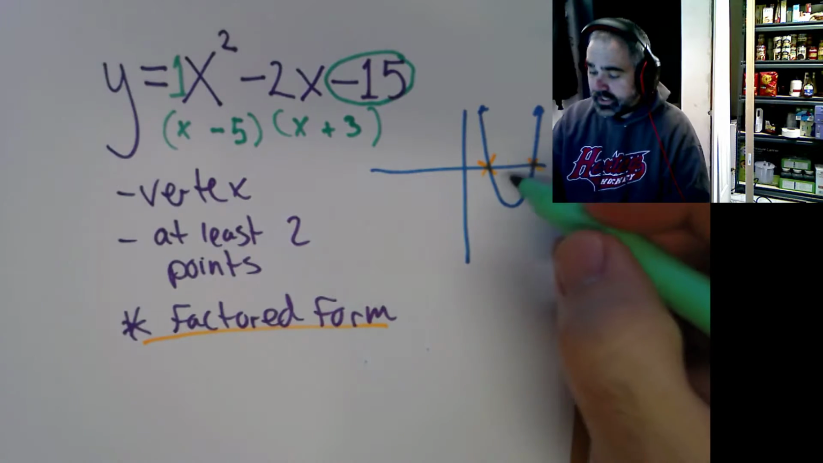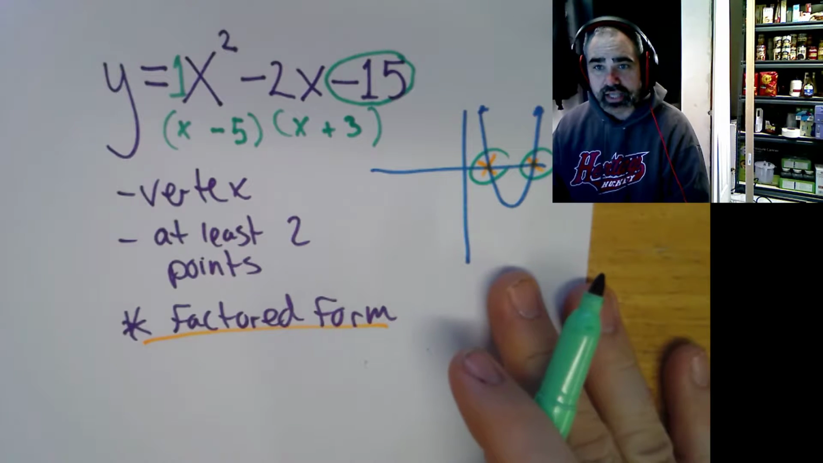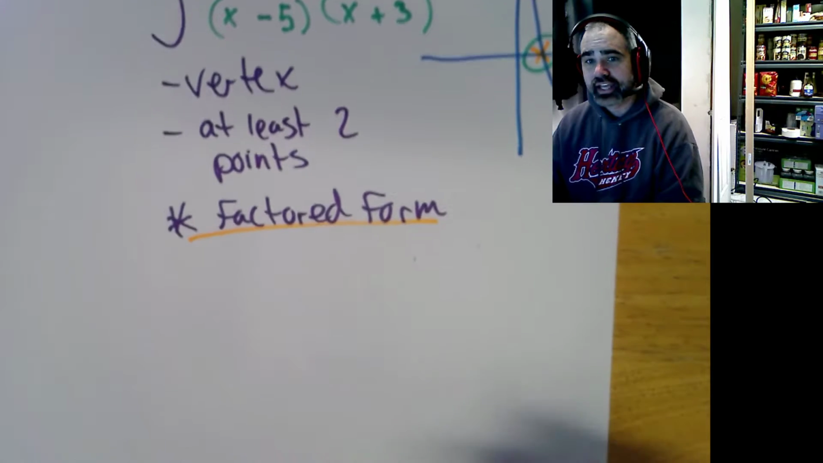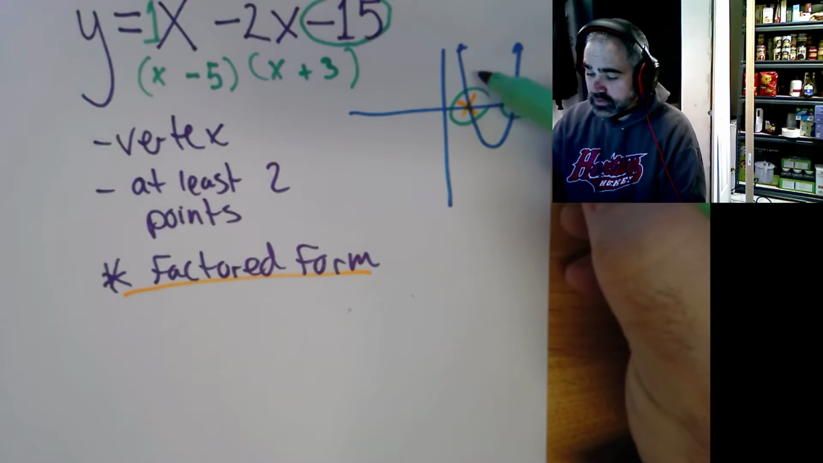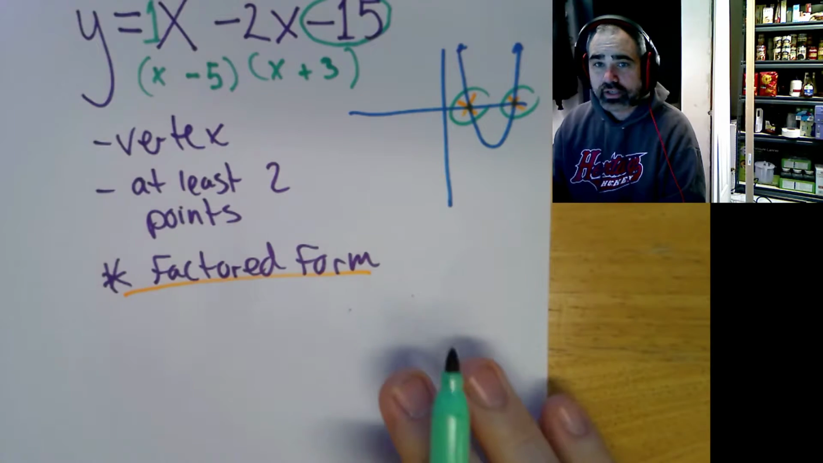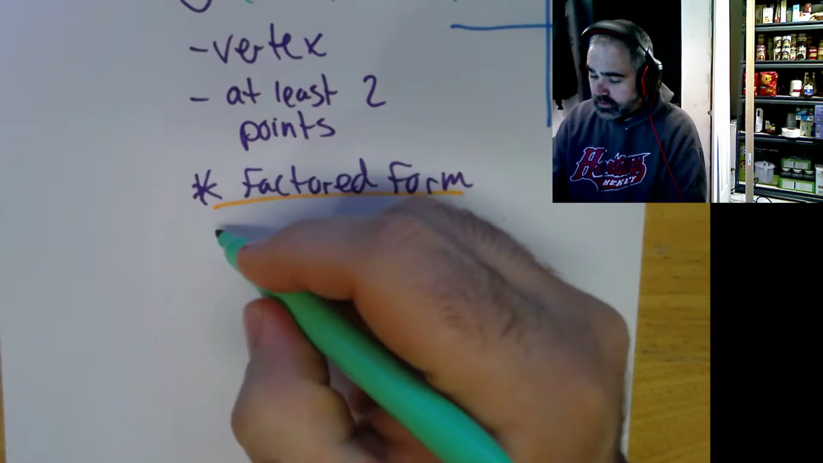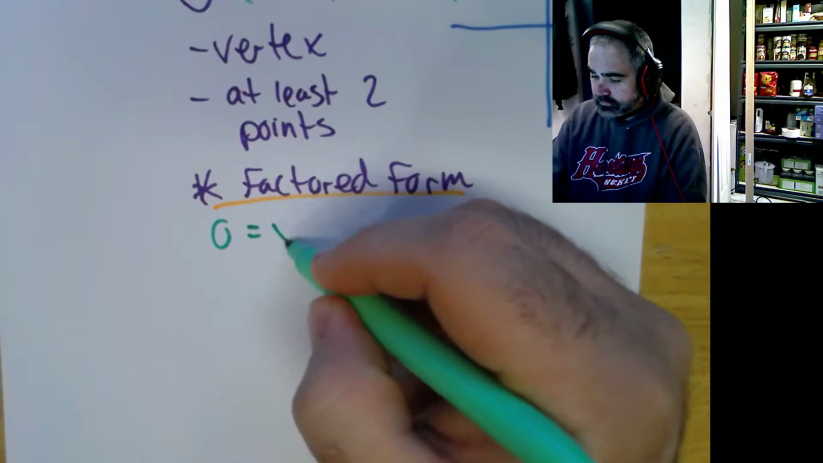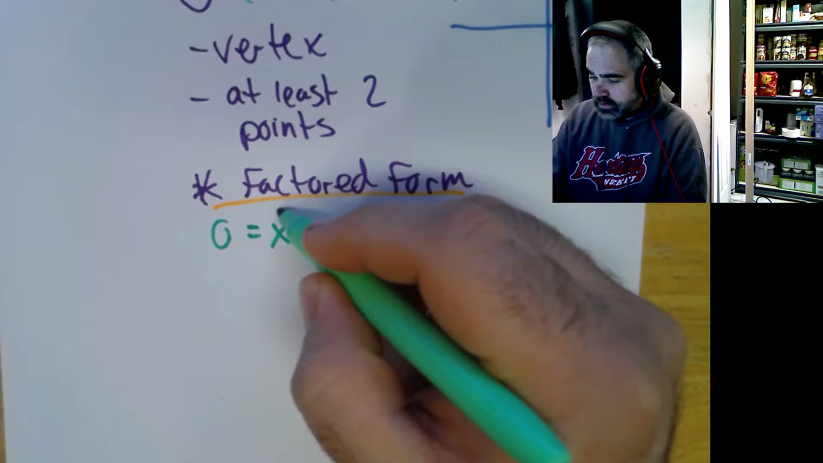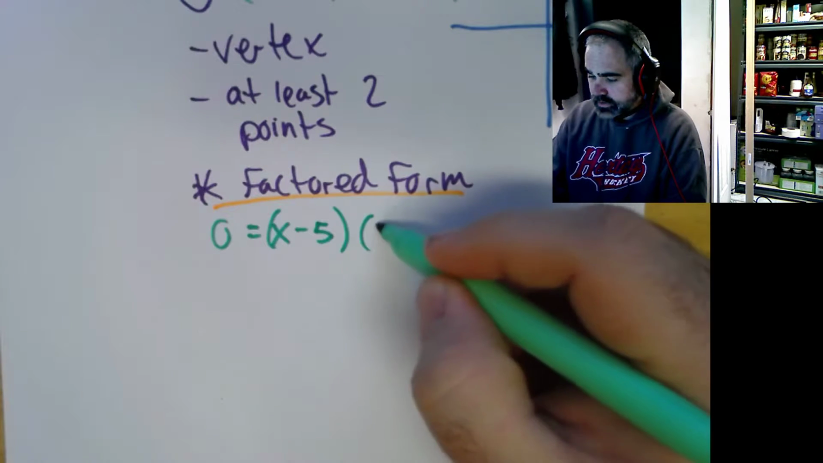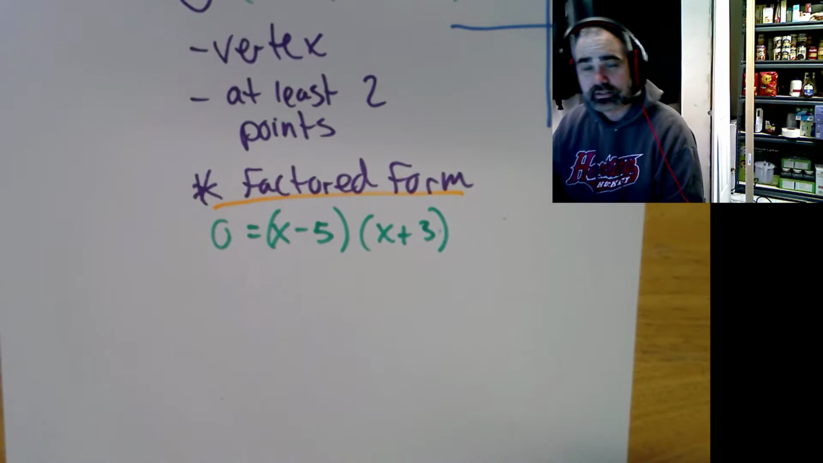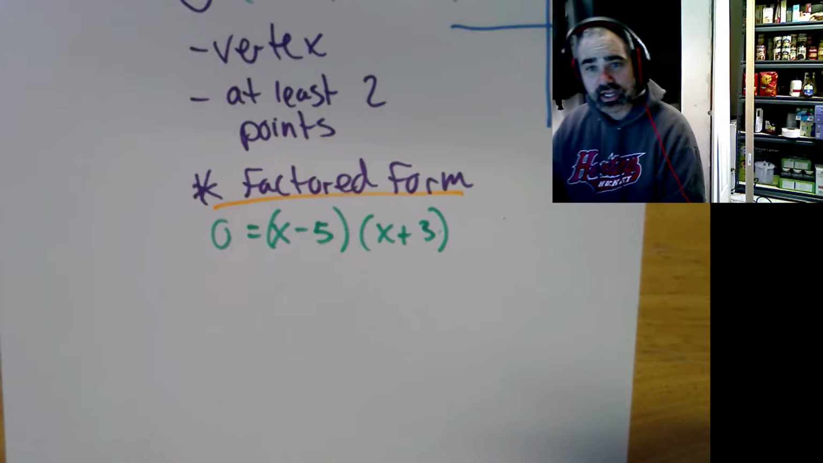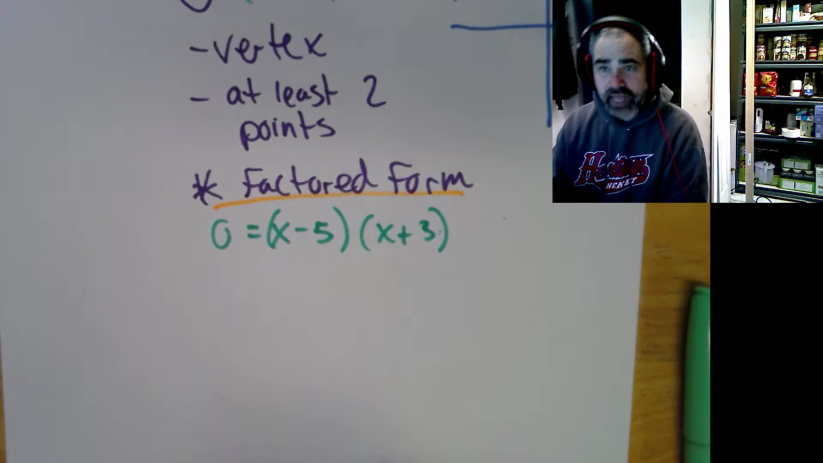Can that help me find wherever these strange x-intercepts are? And you can, because you know what the y value is at these points. The y value at the x-intercept is always 0, so go ahead and plug 0 in for y. So we've got x minus 5 and x plus 3. Again, we're going to use the zero product property to find this, which means that two things that multiply together equal 0. That means one or both of them has to be 0.